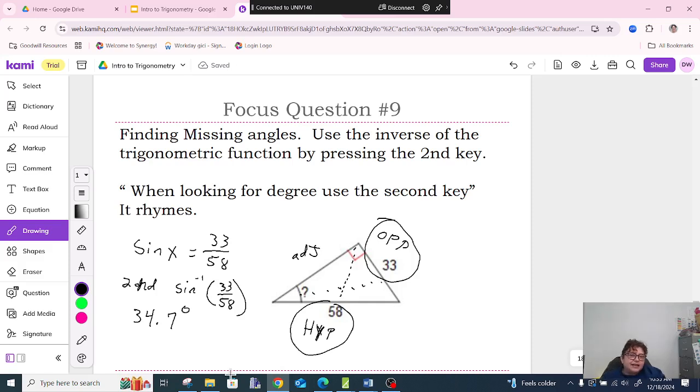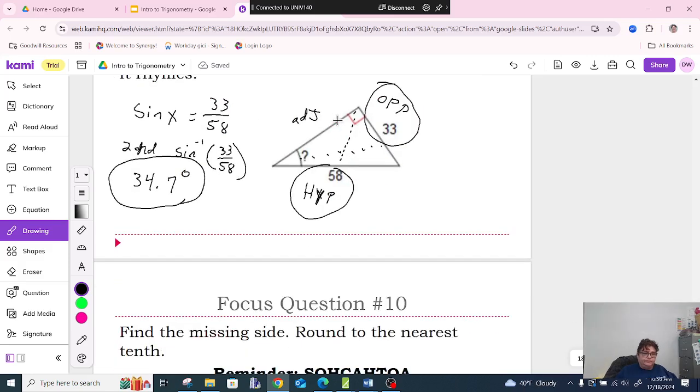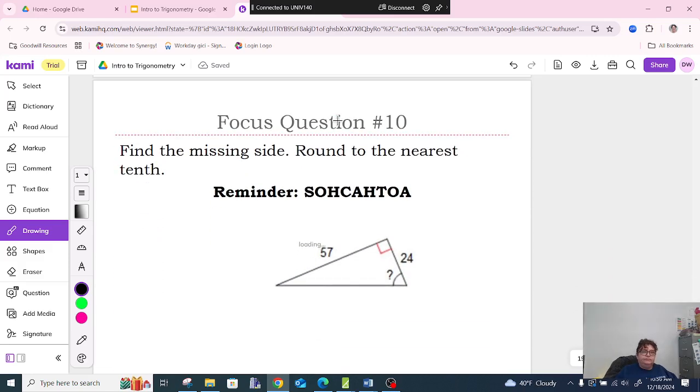Oh, but does it say to round? Sometimes on the degree, they have it round to the nearest whole, which would be 35. For the nearest tenth, it would be 34.7. If it says to the nearest whole, then it'd be 35. So now let's try this one.